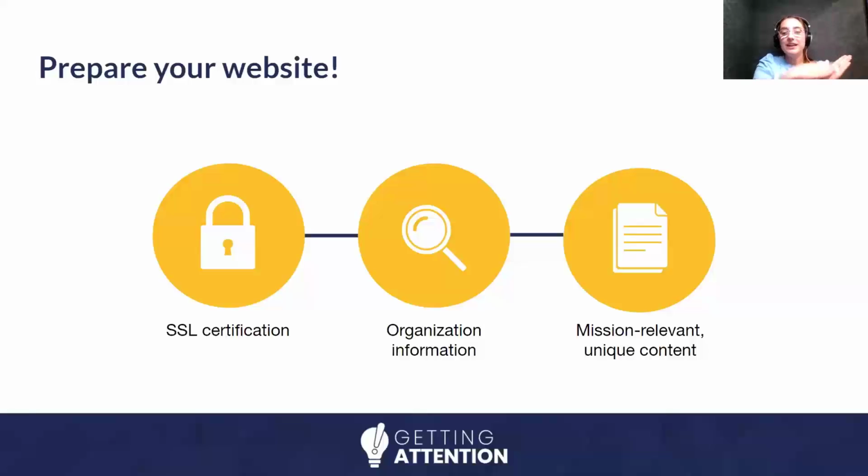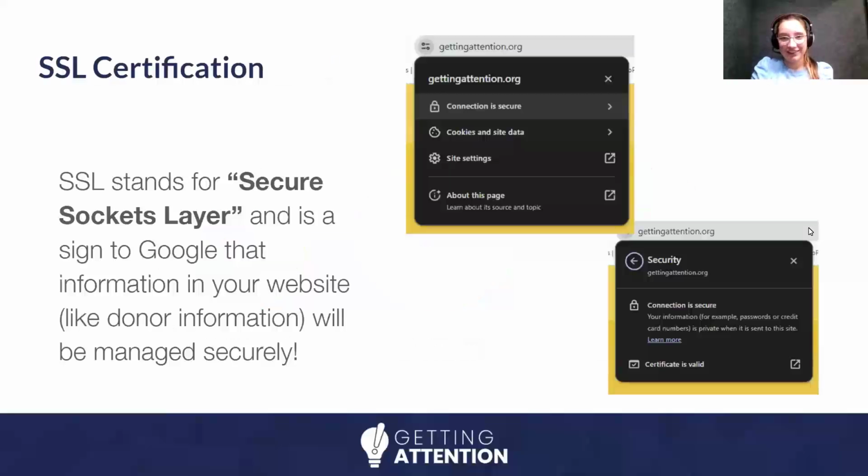So we're going to go from easiest to hardest here. We've got SSL certification, organization information, and mission relevant unique content. So we're going to dive into each of those in a little bit more depth, starting with SSL certification.